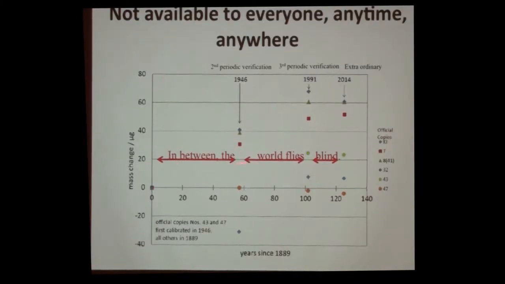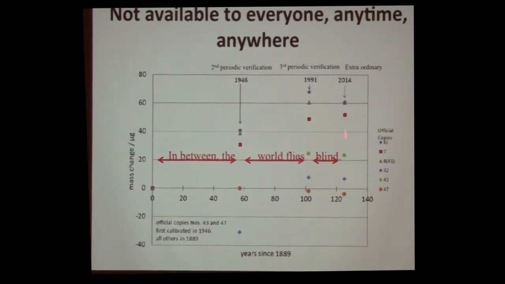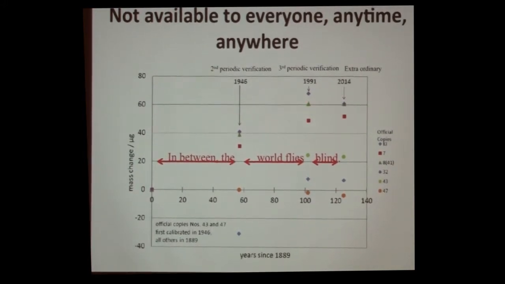It's not accessible because in between these, the world flies blind. What the BIPM has are working standards to calibrate other national mass standards, and that's what they use. But every 50 years or so, these working standards get calibrated against the IPK. Because of the redefinition effort, they pulled out the IPK and its official copies and measured them all with respect to one another, and they agreed very, very well with the values that they got back in 1991. What's not shown on this graph is how the IPK and its official copies in the vault compare with respect to the working standards.